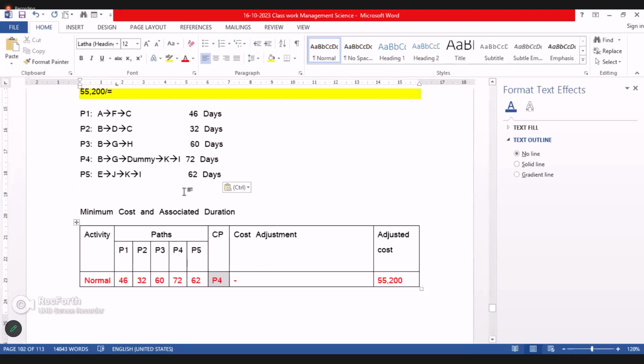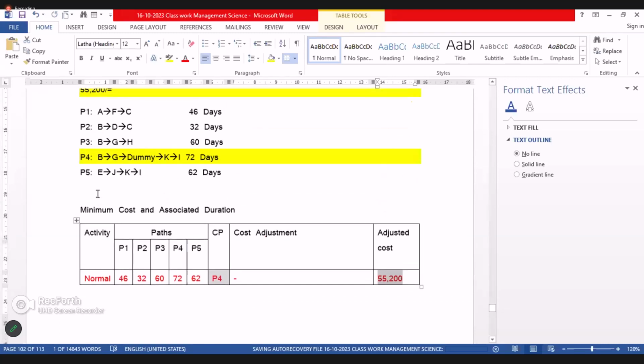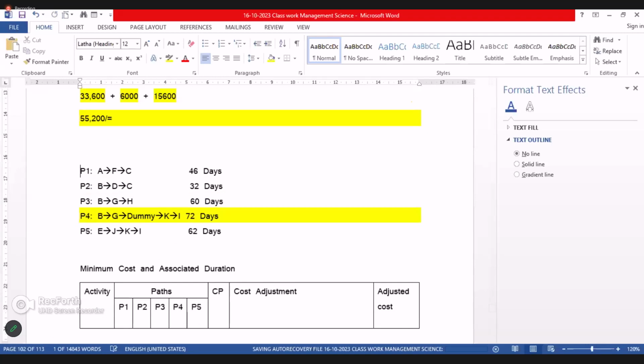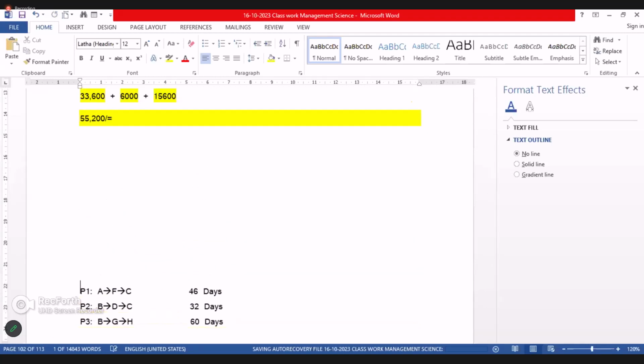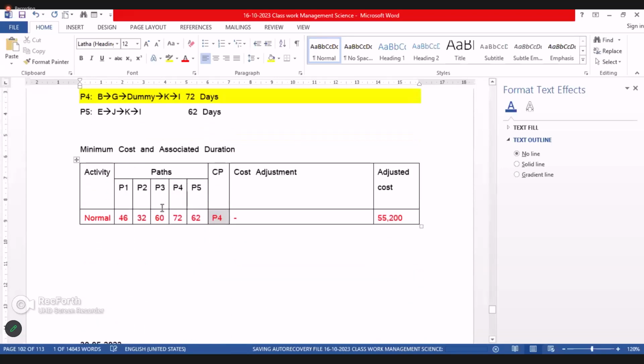Critical path is path 2. This is the cost I got from the normal durations, 55,400. Okay, right. Now, so we have to proceed. Before that, we have to check the cost slope of critical activities.